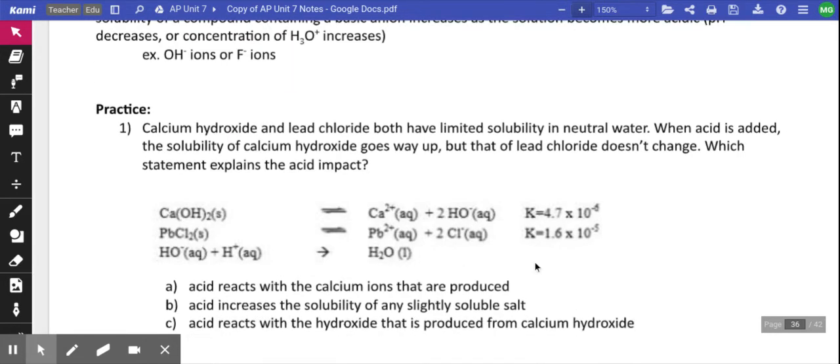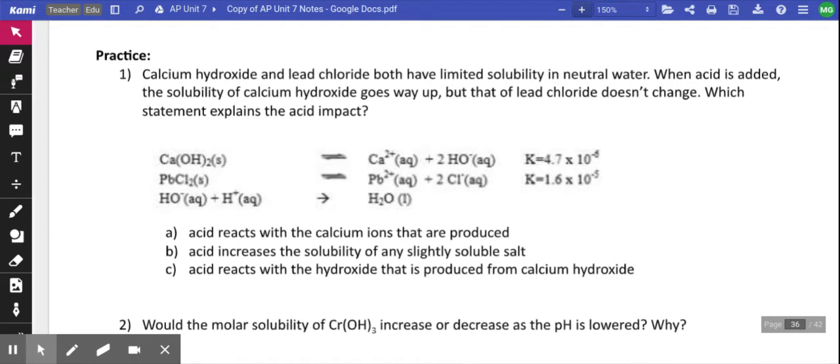So if we look at a practice question with this, this says that calcium hydroxide and lead chloride both have limited solubility in neutral water. When acid is added, the solubility of calcium hydroxide goes way up, but that of lead chloride doesn't change. Which statement best explains the acid impact? So if we look at this, the calcium hydroxide is in equilibrium with these aqueous ions, Ca2+ and my two OH-. If I add an acid, that acid is going to release H+ ions. That's what an acid does in solution.